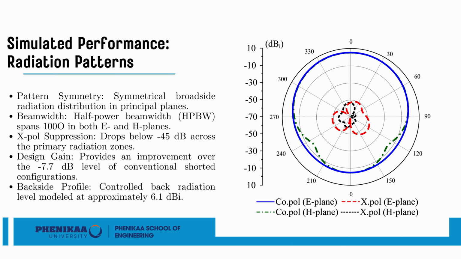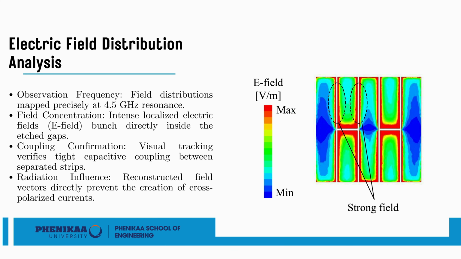To visually confirm the physical cause behind this extreme polarization suppression, we must observe the electric field distribution directly on the patch surface. This simulated surface electric field contour distribution on the radiating patch element at 4.5 GHz offers clear visual proof of our design principle. As shown by the intense color gradients, the electric fields are highly concentrated within the narrow longitudinal and transverse etched gap paths. This strong field clustering definitively confirms the presence of tight capacitive coupling between the adjacent copper segments.